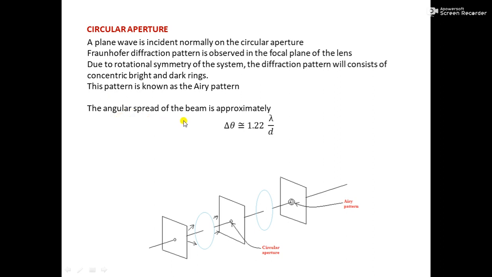The derivation of the diffraction pattern for a circular aperture is somewhat complicated. So the final result for the angular spread of the beam is approximately delta theta equal to 1.22 lambda by d, where d is the diameter of the aperture.